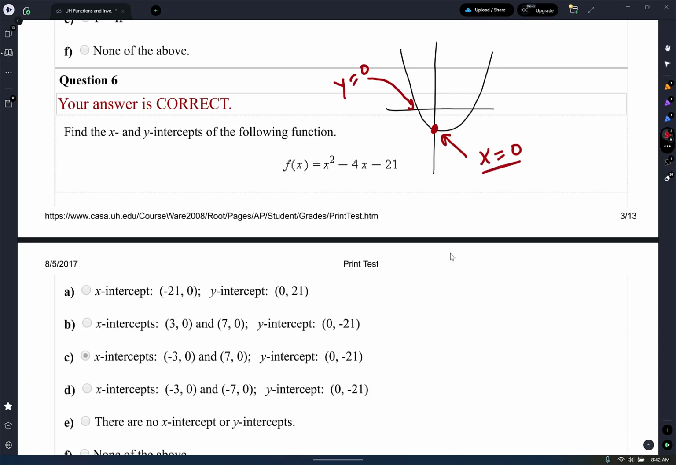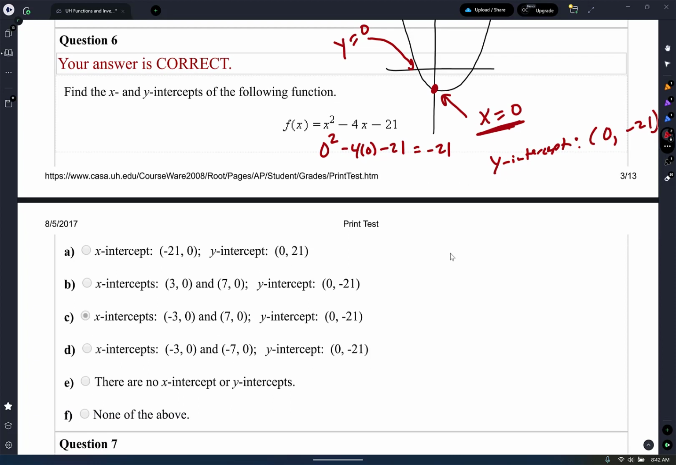All right, so here we go. To find the y-intercept, plug in x equals 0. So if I plug in a 0, 0 squared minus 4 times 0 minus 21. You just get negative 21. So my y-intercept is 0 comma negative 21. I'm going to look for that first. We'll see if it's that one.